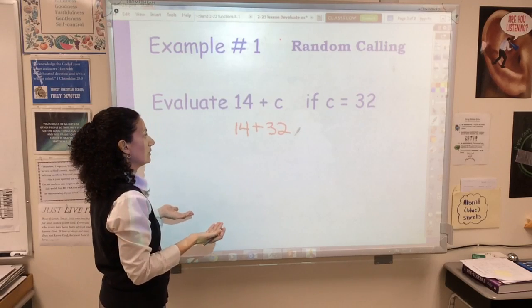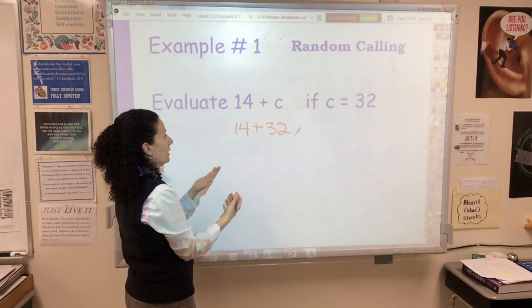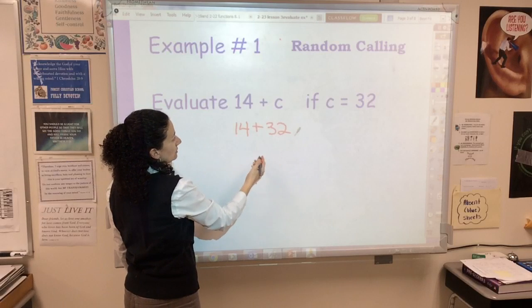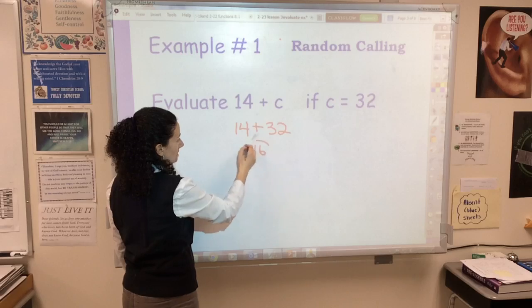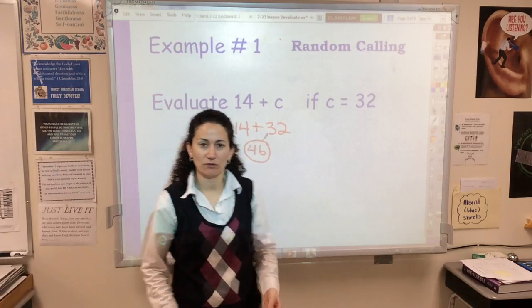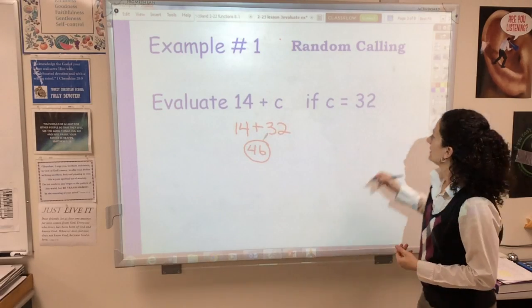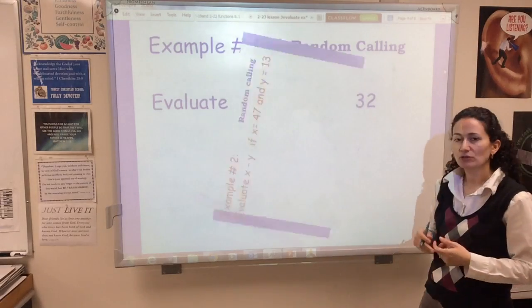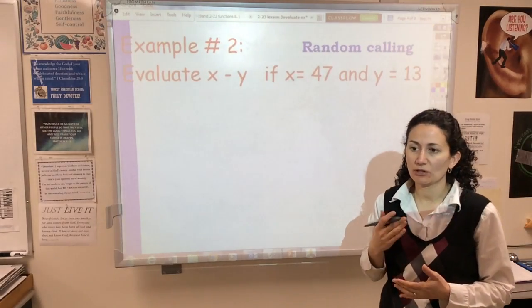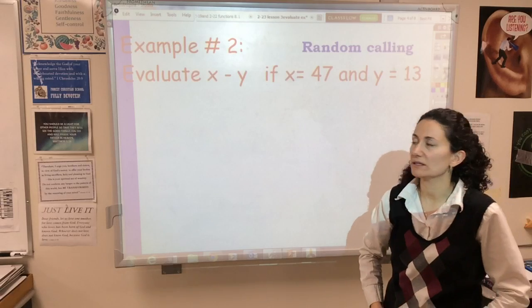This is a simple one. I'm just adding, I only have one operation, and 14 plus 32 is 46. Remember to always follow order of operations when evaluating. Let's look at another example. Make sure you write these down, and you can also pause the video if I'm going too quickly.